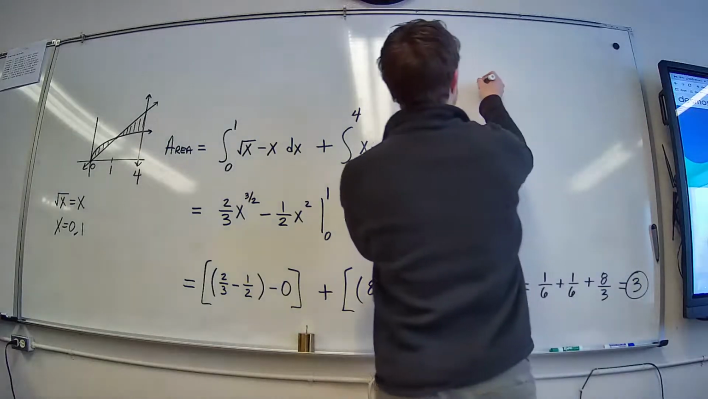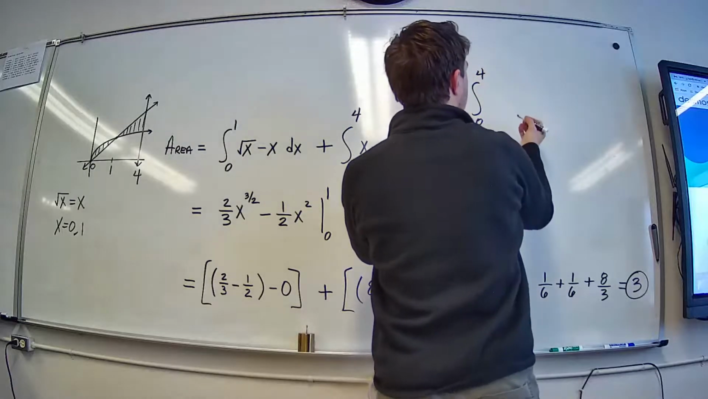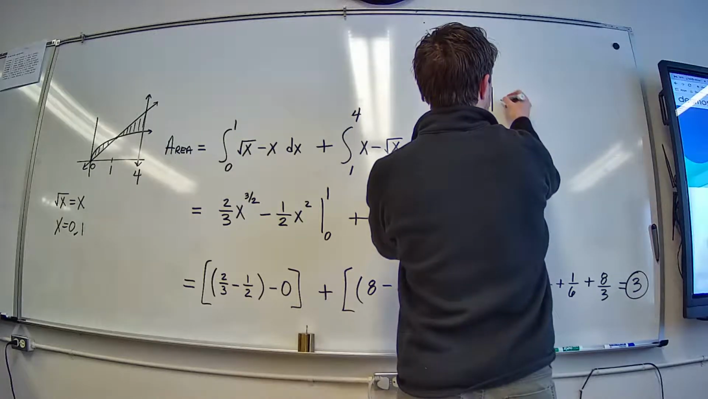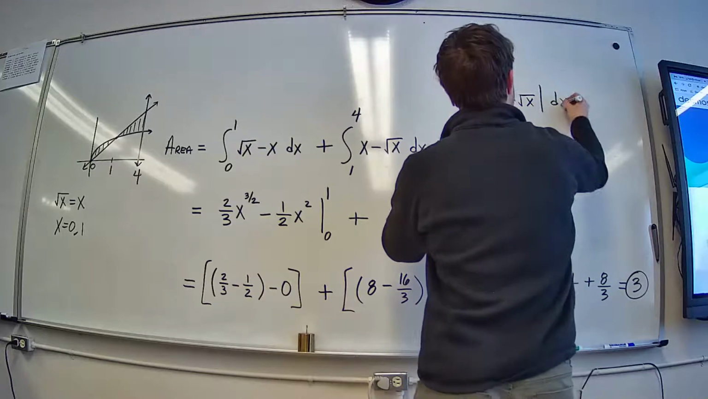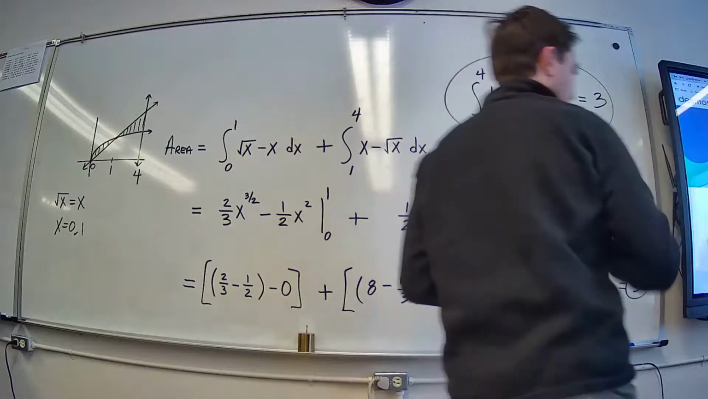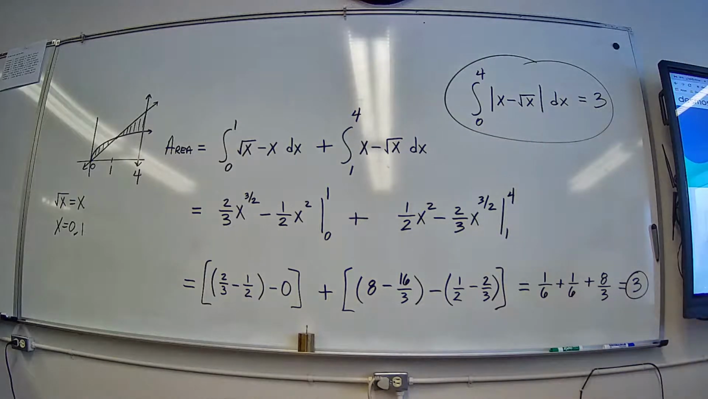Oh, it'd be like the integral from 0 to 4 of the absolute value of, I don't think it matters which one you put in first. Perfect. Yep. Exactly. So let's ask Desmos if our work was correct. So think about that. Why does that make sense?